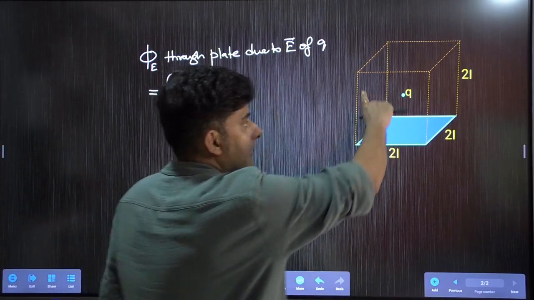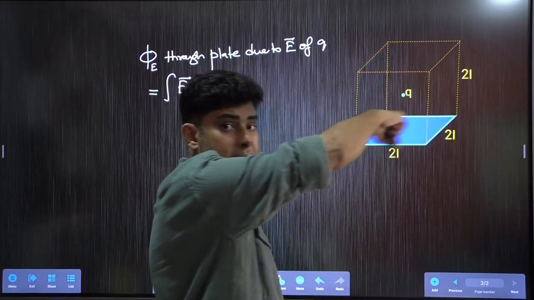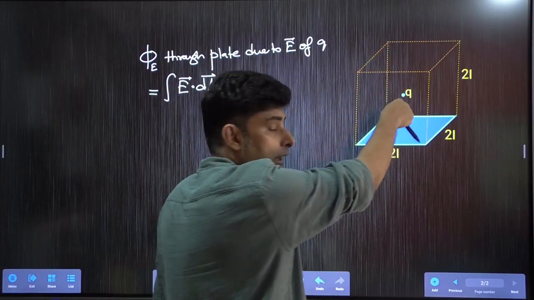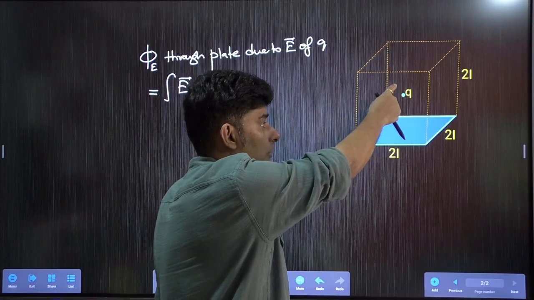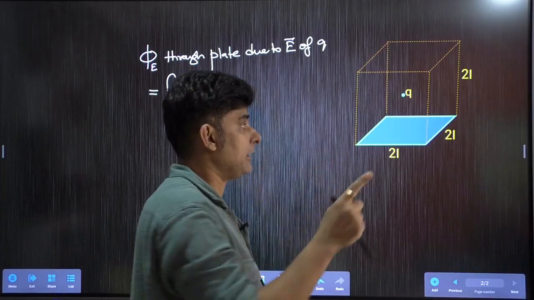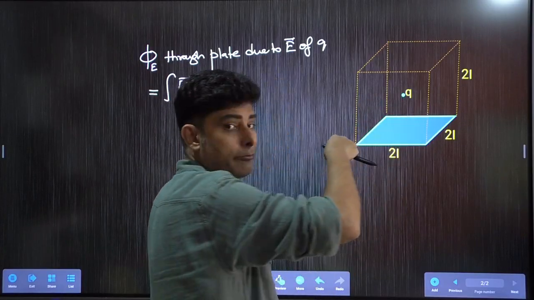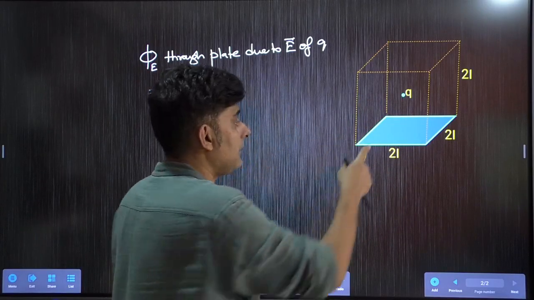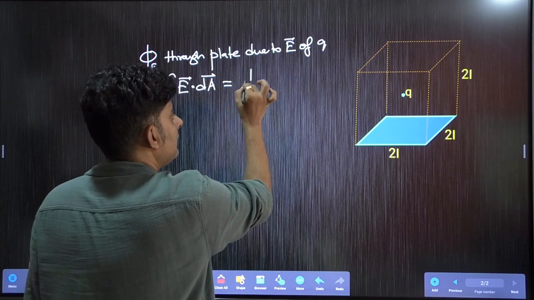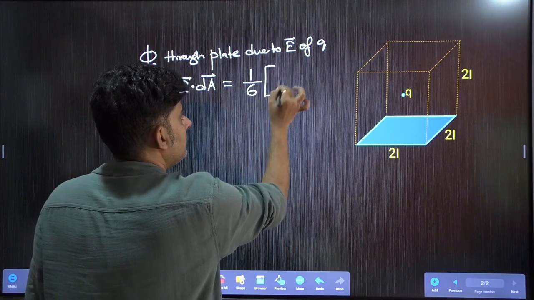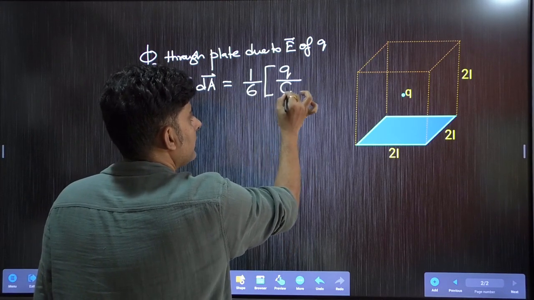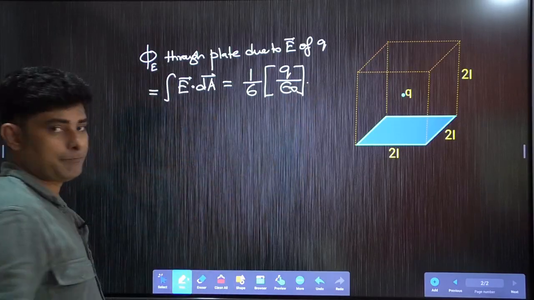Since the charge falls at the center of the cube, the total flux associated with the charge Q is Q by epsilon naught. Each of the 6 faces of the cube will receive the same flux, so the flux through the plate is nothing but 1 by 6 times the total flux associated with the charge.